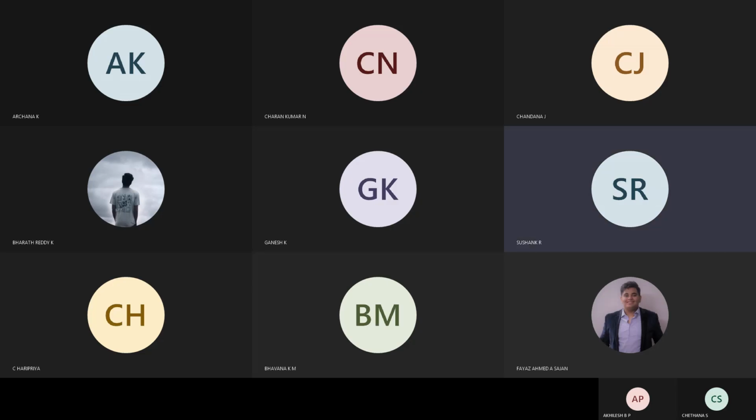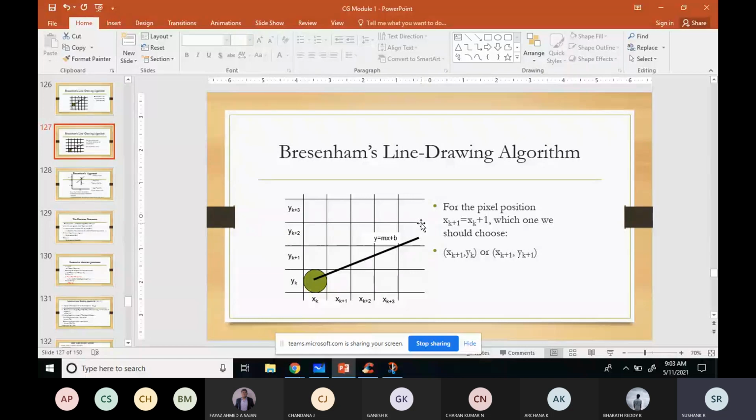So we are talking about this Bresenham's line drawing algorithm, and we arrived at around 2 to 3 equations. How do you calculate D1? How do you calculate D2? And how do you find out the difference between D1 and D2? And after that, if D1 minus D2 is less than 0, which point will you consider?